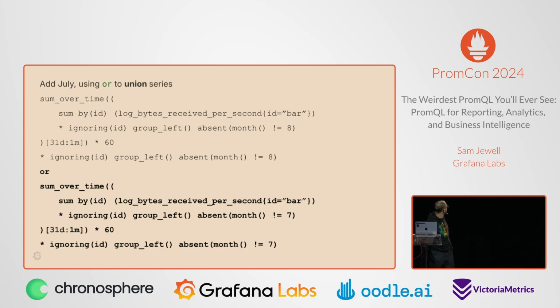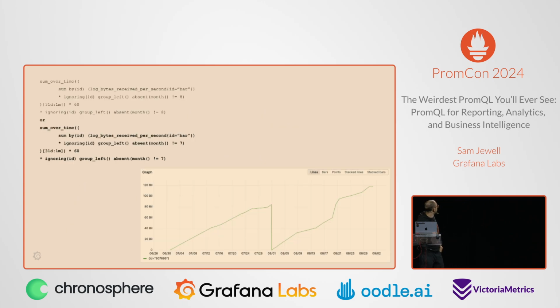To add July, what we'll do is we'll use the OR operator. This is the union. So we've got one query at the top and one query at the bottom. You can see the bottom one, I've swapped out the number 8 for 7, so I want month 7. Now, when we union those two together, the labels are going to be identical, and so it's going to stick them together in time. So there we are. We've got July.